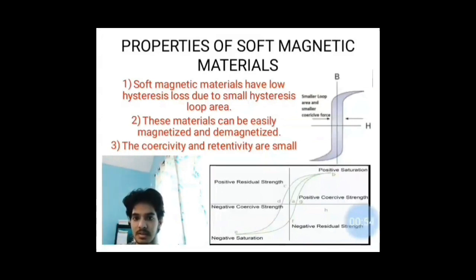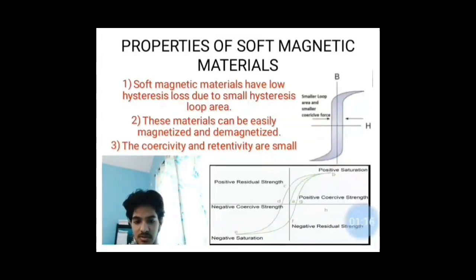Property number 3 says that the coercivity and retentivity are small. Now again, from hysteresis concepts, we know that retentivity is the magnetic flux density remaining in the material when the applied field is made zero. Look at the second figure. In simple words, in the figure, CA is the retentivity.